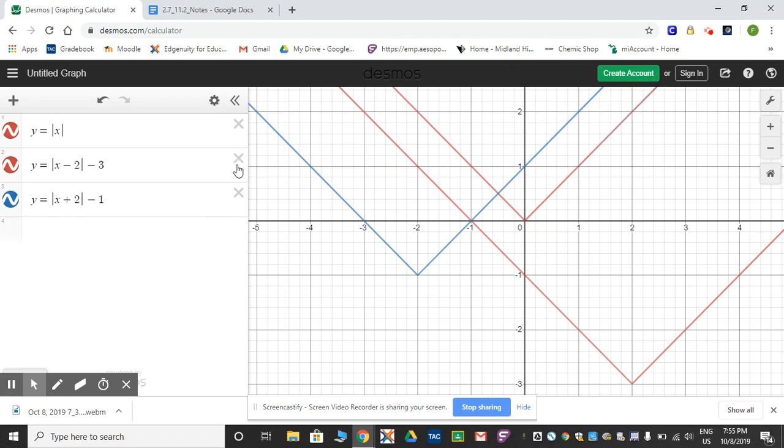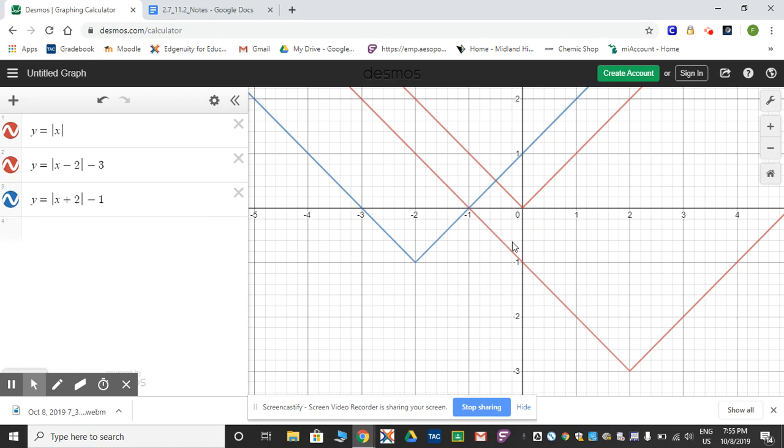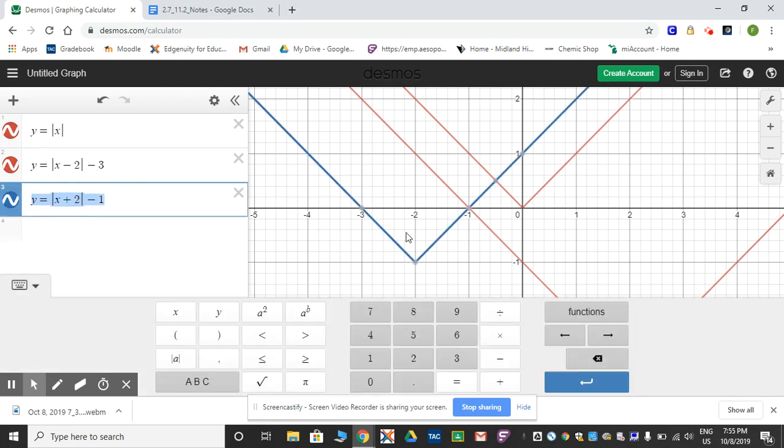Okay? So if we pull that example off the screen, there we go. So when we added 2, we shifted left 2. Added 2, shift left 2. Subtracted 2, we shifted right 2 spots. Okay? And then our k's, we go down 3 for this example. And for this example here, we went down 1.